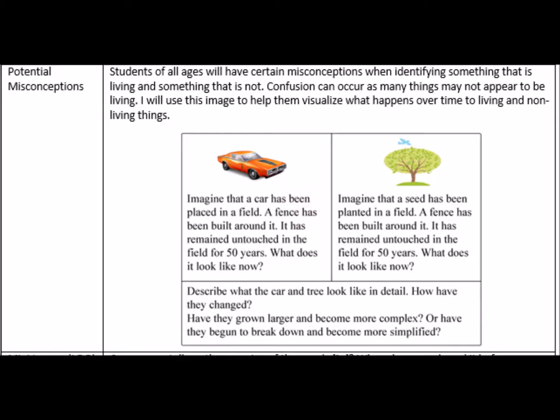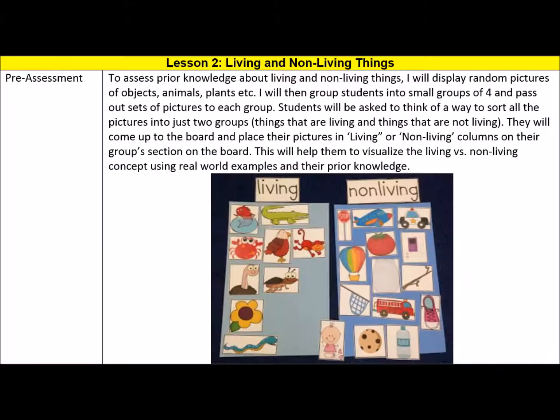Students of all ages will have certain misconceptions when identifying something that is living and something that is not. Confusion can occur as many things may not appear to be living. I will use this image comparing a car and a tree to help them visualize what happens over time to living and non-living things.